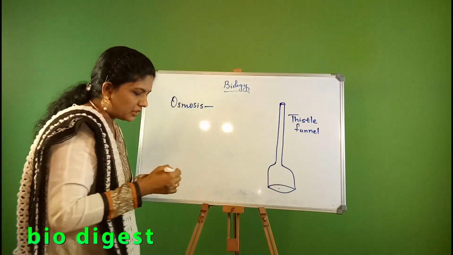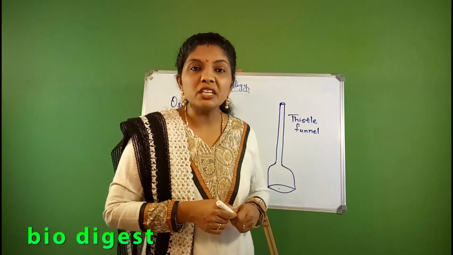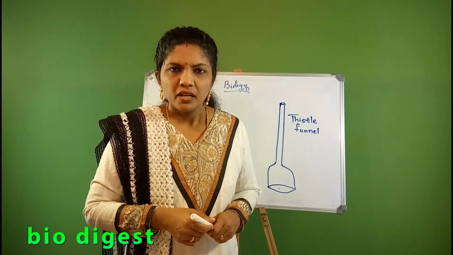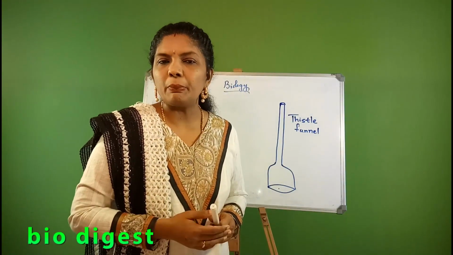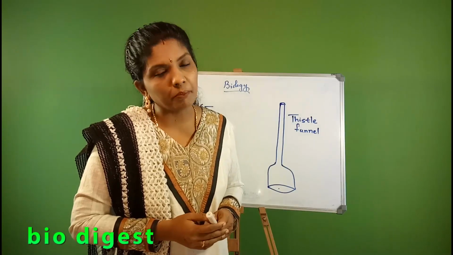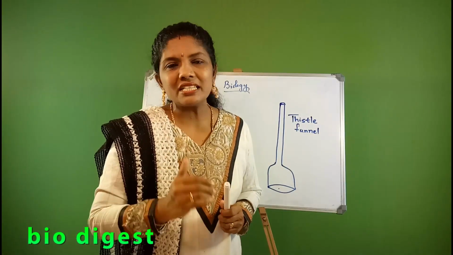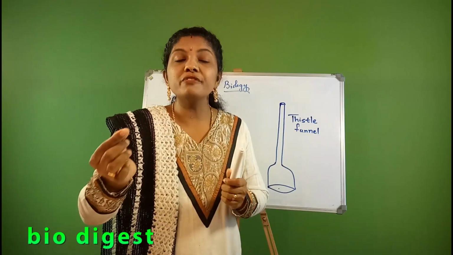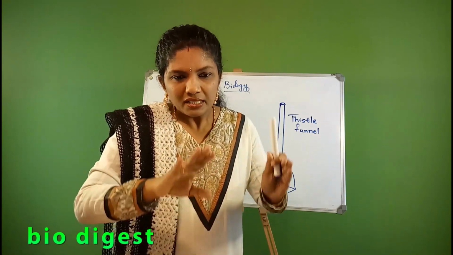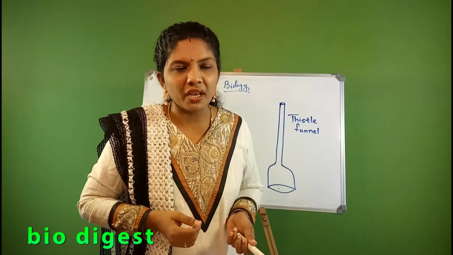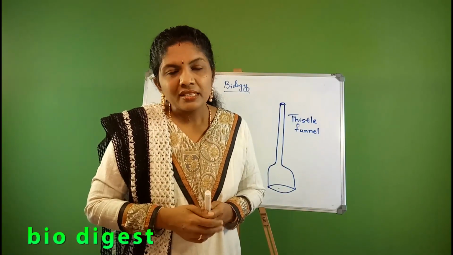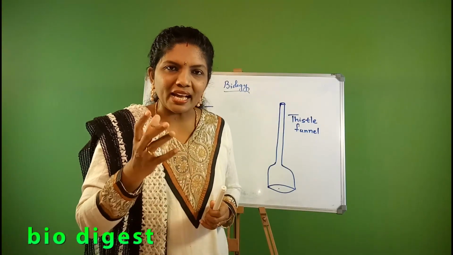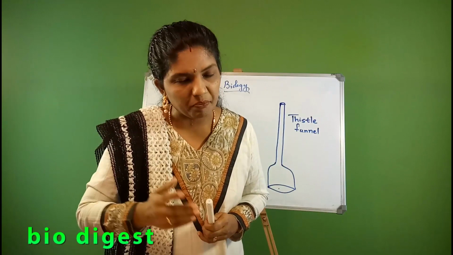Now the mouth of the thistle funnel is covered by using a semi-permeable membrane. We can use cellophane paper or an egg membrane. You all might have seen the egg membrane. When you boil the egg and peel off the shell, there is a transparent membrane that you can see. That is what is known as egg membrane, which acts like a semi-permeable membrane.